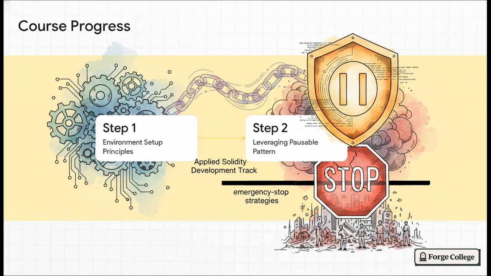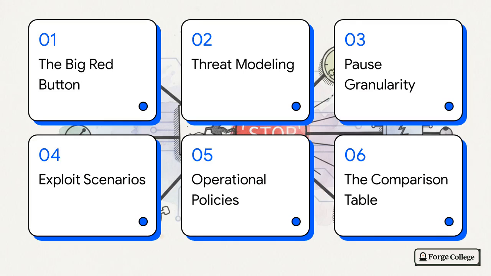Anyone can write a pause function, but knowing exactly when and how to trigger it, that's what makes you a senior developer. Here is our blueprint for upgrading from a giant panic button to a precision control board. We've got 6 parts today: the big red button, threat modeling, pause granularity, exploit scenarios, operational policies, and finally, the comparison table. Let's get to it.